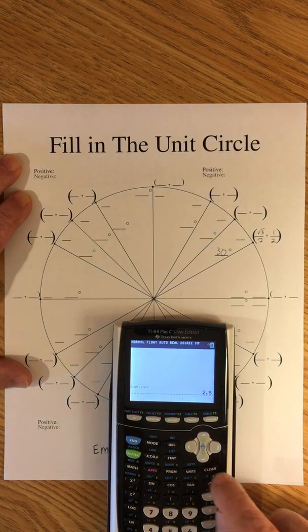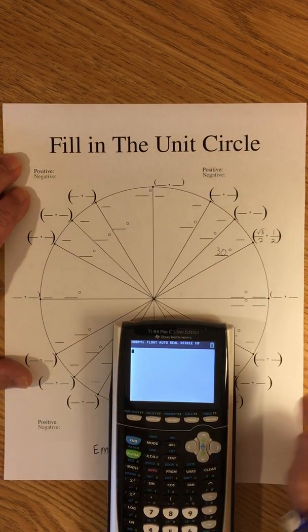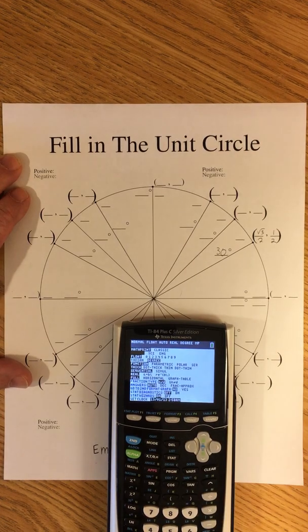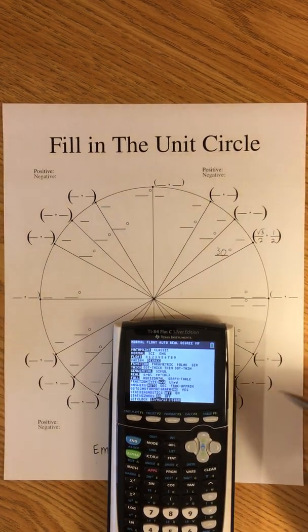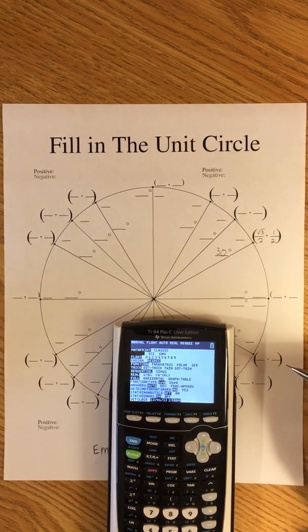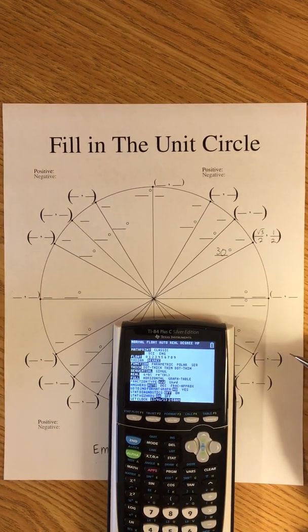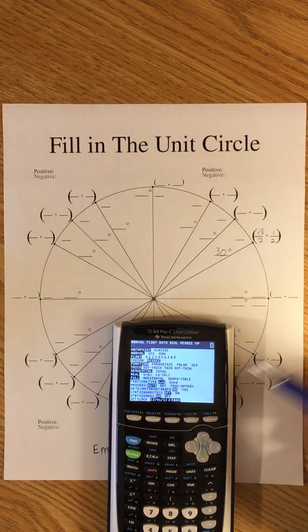Okay. I'm going to check cosine. First of all, I'm going to go to mode and look at this, and I am in degree mode. I had a couple people contact me and say, I'm getting these wrong answers. Well, it turns out that they were in the wrong mode.